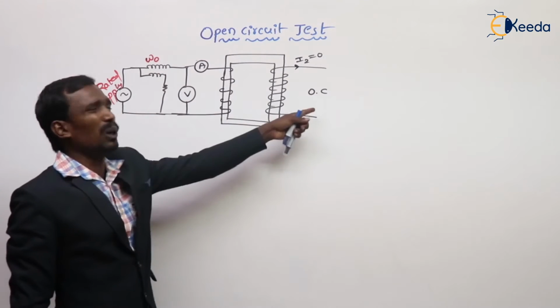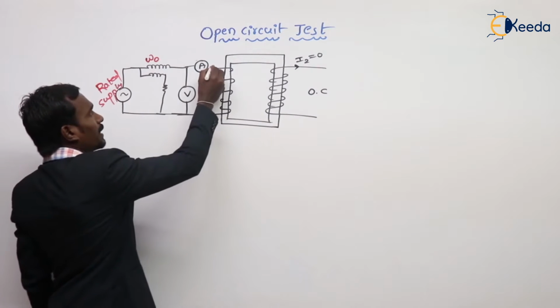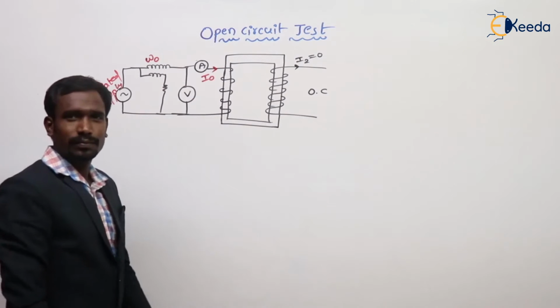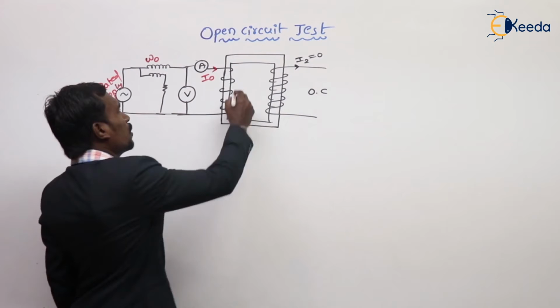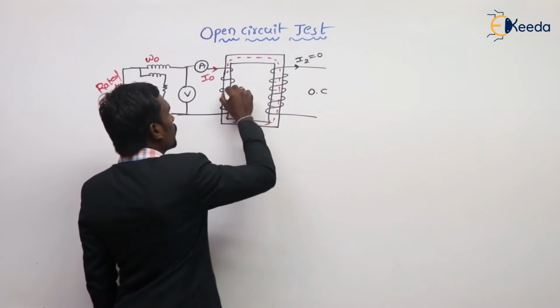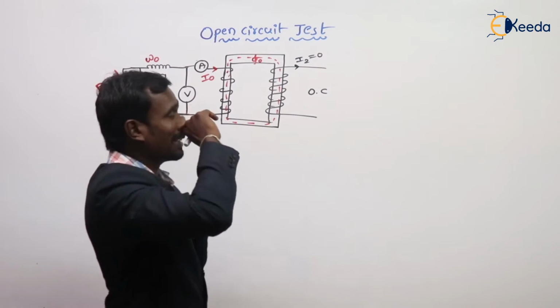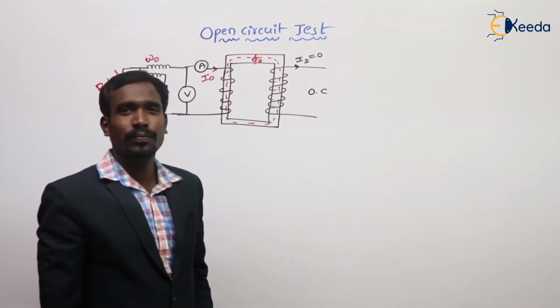Because of no load, the wattmeter reading is taken as W0, and the current flowing in the winding is I0. This is the rated voltage V. At this condition, the flux produced is called the no load flux, equal to phi naught. This is my transformer at no load, or simply open circuit condition.